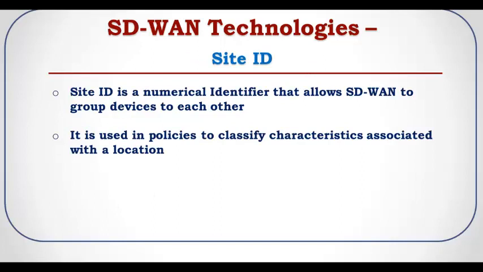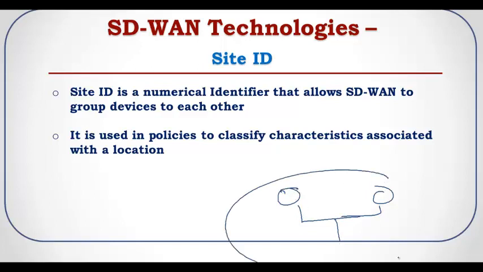Next is site ID. See, sometimes we may have multiple edge devices. This is our site, Site 1. We have two edge devices, and this is our LAN. Not just one edge device, we have two edge devices.